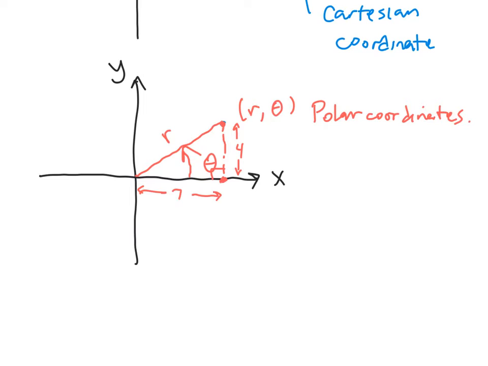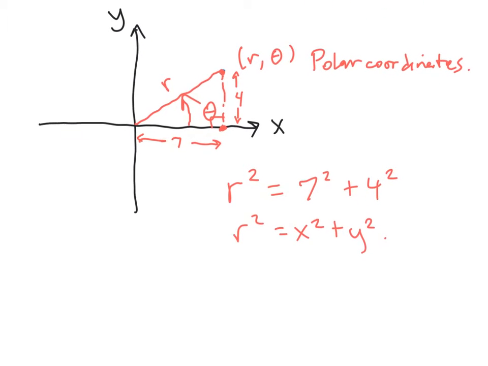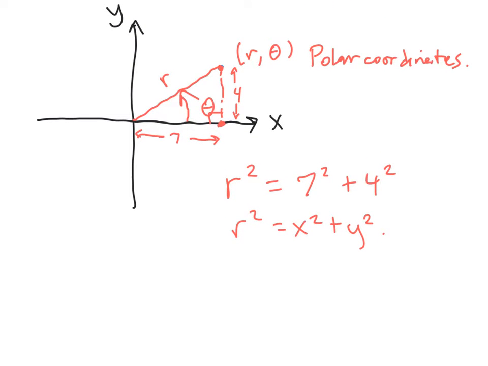I know that by the Pythagorean theorem, I can say that r squared is going to equal 7 squared plus 4 squared, or in general I would say r squared is equal to x squared plus y squared. And since r is measuring a distance, it's going to be non-negative. We're never going to give r a negative value, at least not for now. We can actually say a bit about what it might mean in polar coordinates for a point to have a negative r coordinate, but I think I'm going to save that for later because it's not essential to what we're doing here.